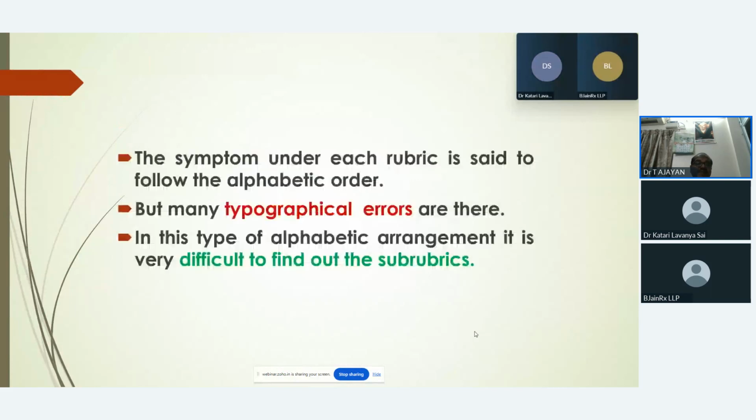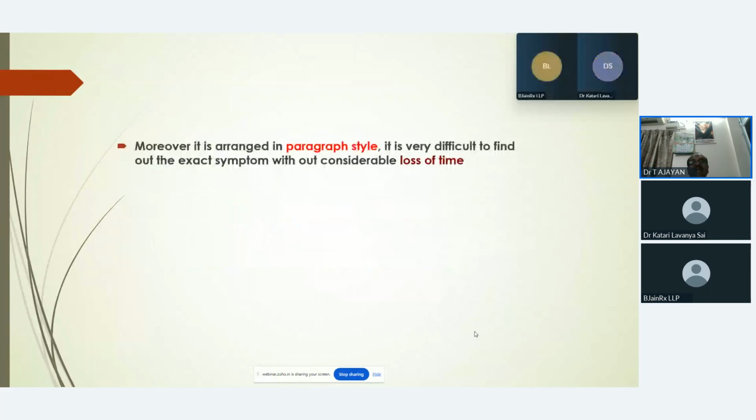Then the symptoms under each rubric are said to follow alphabetical order, but many typographic errors are also there. With this type of alphabetical arrangement, it is very difficult to find the sub-rubric. One more thing, the last point I would like to highlight: almost all sub-rubrics start not with a particular word but sentence-wise, in paragraph style, like 'This is the patient', and so on. It is very difficult to find the exact symptom without considerable loss of time. Even we must read the whole paragraph before we can work out the right sub-rubric.